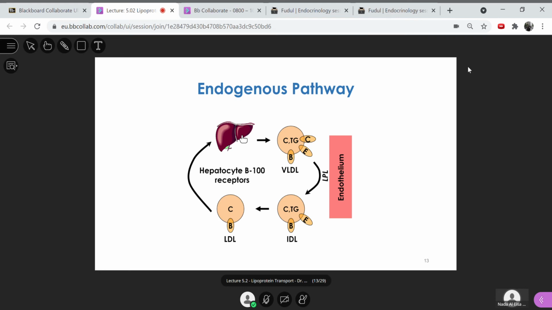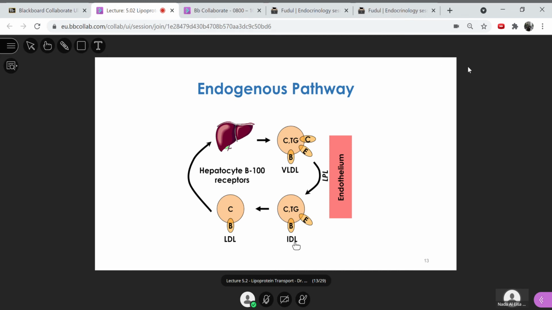The endogenous pathway deals with the lipids that are synthesized endogenously in the liver. They are assembled initially in the liver in the form of VLDL, which is released in the circulation. It has its unique ApoB100, but again, it takes ApoC2 and ApoE from HDL because they are needed. Once this particle VLDL is in the circulation, it will need these two apolipoproteins provided by HDL. So it will start circulating, and LPL will act on it to release the triacylglycerols. The triacylglycerol content will become less and less.